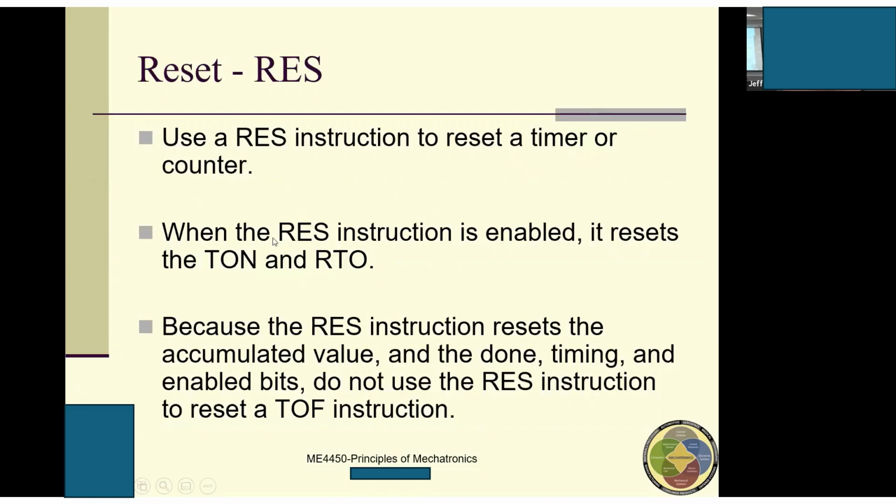You need to pay attention to this. When the RES instruction is enabled, it resets TON and RTO. However, because the RES instruction resets the accumulated value, the done, timing, and enable bits, do not use the RES instruction to reset a TOF instruction. Okay? Why? Because TOF is triggered by a true to false transition. If you use RES, you just trigger it. You understand?